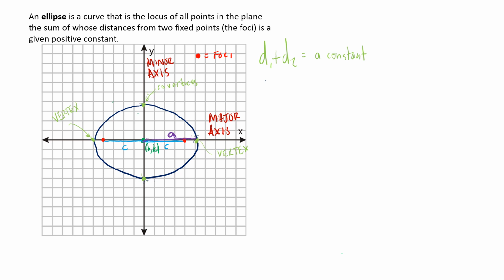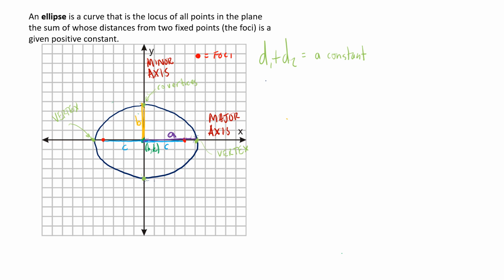The distance horizontally from the center to either the vertex or the co-vertex is a. And then the last thing that we have, what color can I use for this? Orange. This distance here, vertically, is called b. And so I need to come up with a relationship between a, b, and c here. To do that, we can use the definition of an ellipse and do some casework on different points.